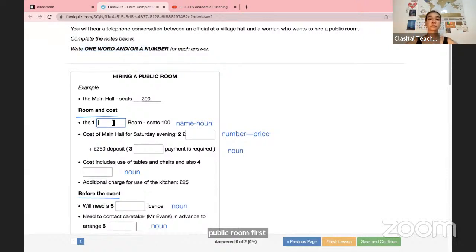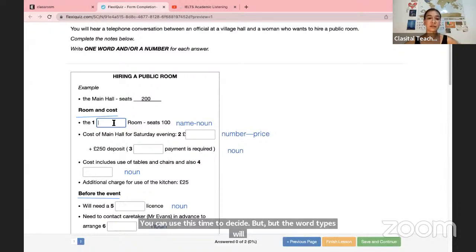First, you have some time to look at questions 1 to 6. You will always have time to look at the questions. You can use this time to decide what word types will be put.